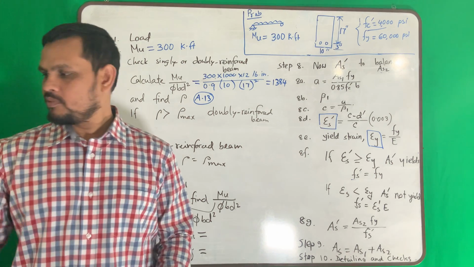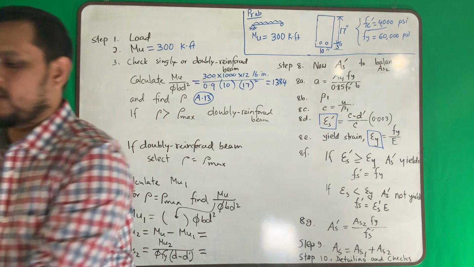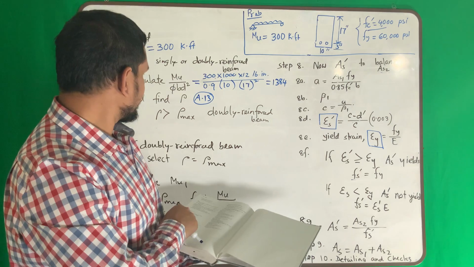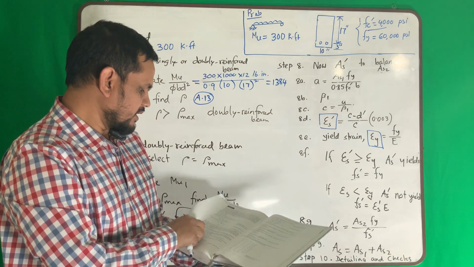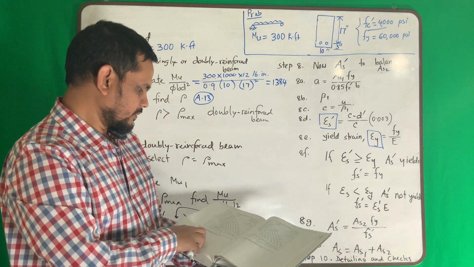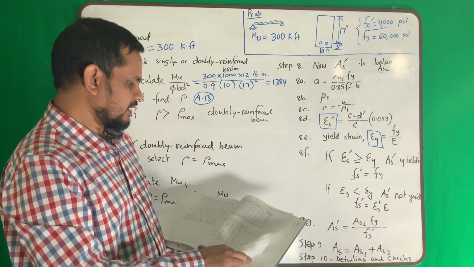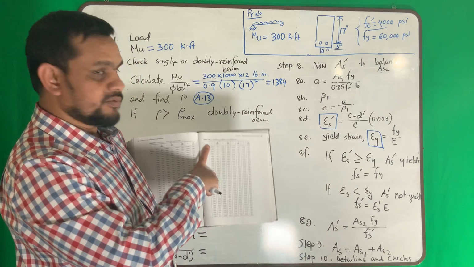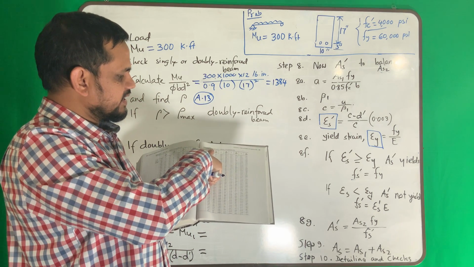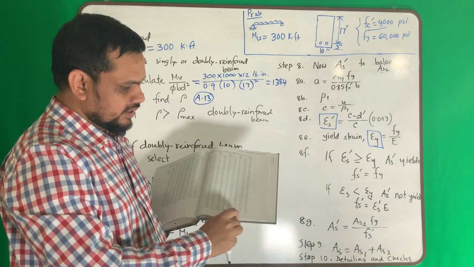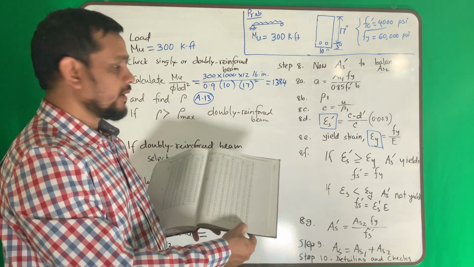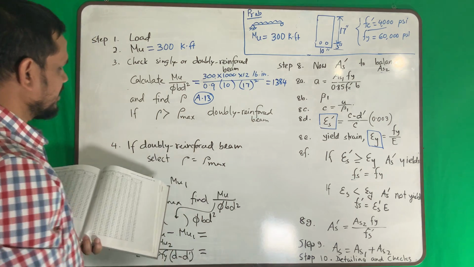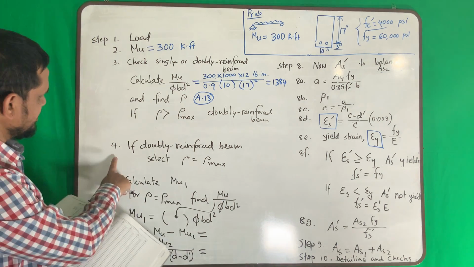Why? If you go to the table, I'm going now. So if I go to the table, table A13, yes. I memorize this because I got this value so many times. Table A13 for 60 ksi steel, 4 ksi concrete, the last value is 912. But I got 1300. So it exceeds the max. So it is doubly.